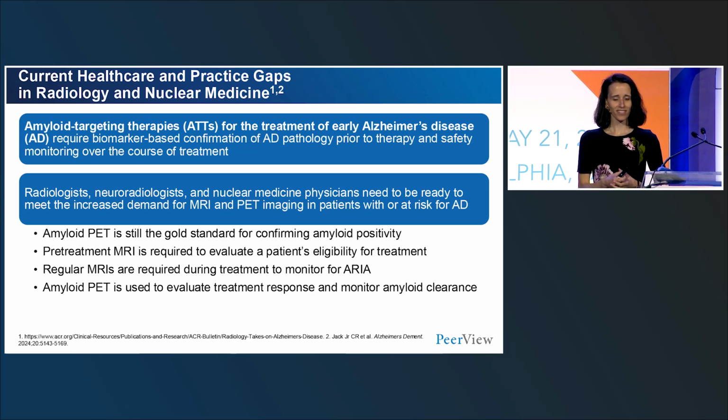Amyloid PET is still considered the gold standard for confirming amyloid positivity. And meanwhile, as Gloria will delve into the structural imaging component, we require also both pre-treatment MRIs as well as regular safety MRIs for ARIA management during the course of patient care.